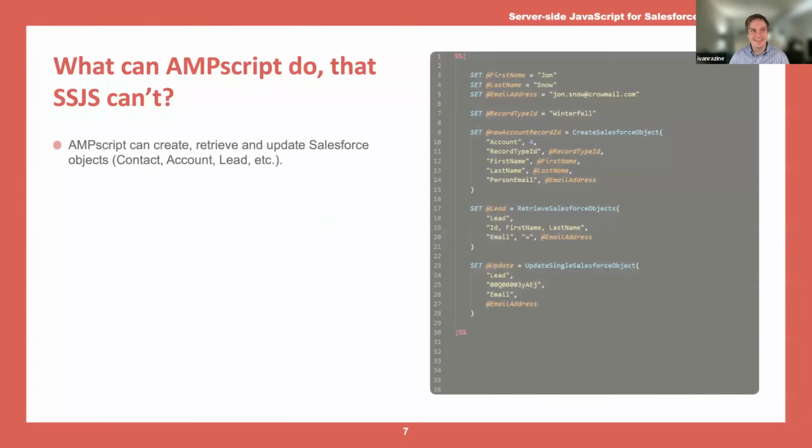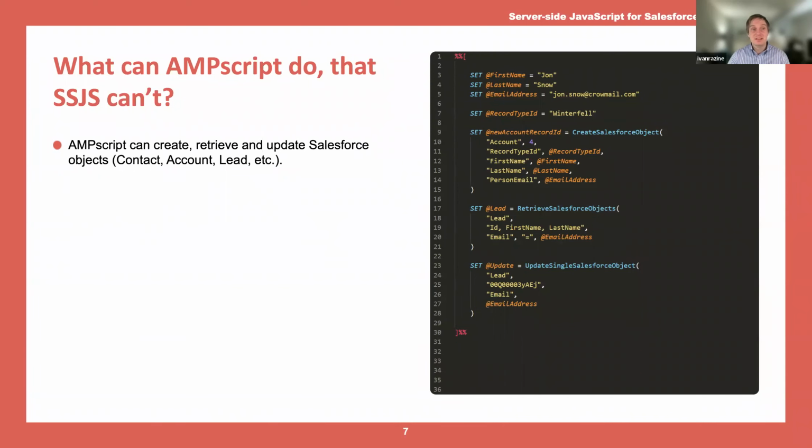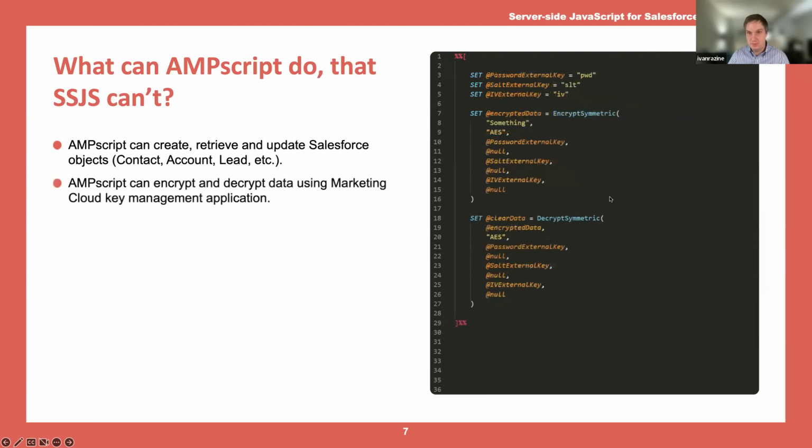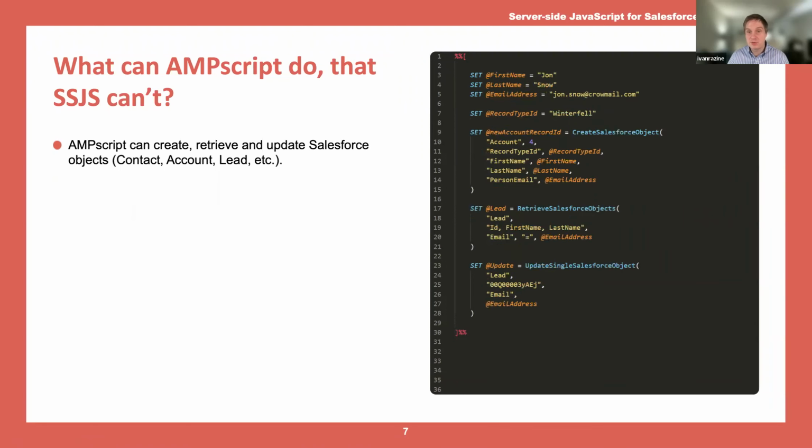Well, there's a list. Ampscript can natively create, retrieve, and update Salesforce objects. So if you know the functions, or as they call them, methods, like create Salesforce object, you can create an object directly in Salesforce via this native integration. You can basically retrieve a Salesforce object, update a Salesforce object, a single Salesforce object in this case. Those things server-side JavaScript cannot do out of the box.